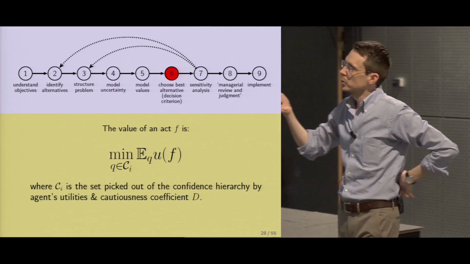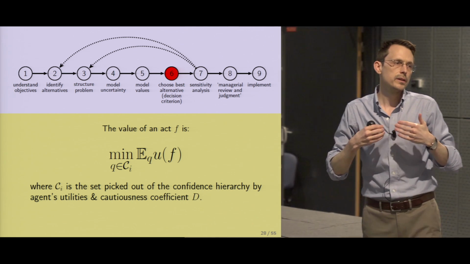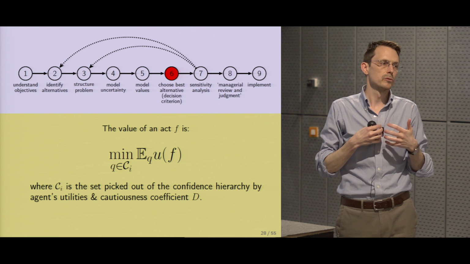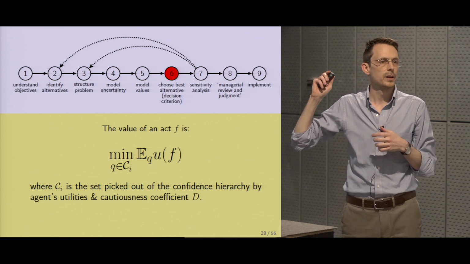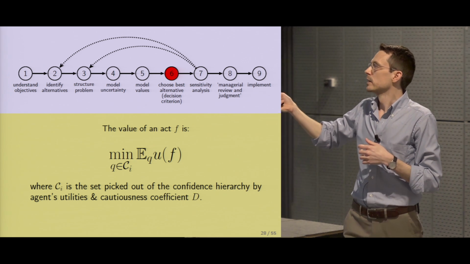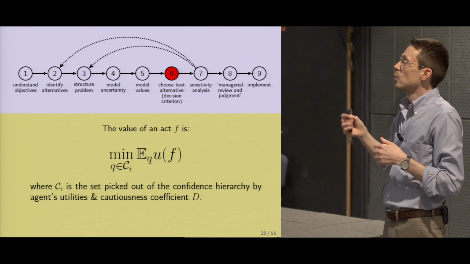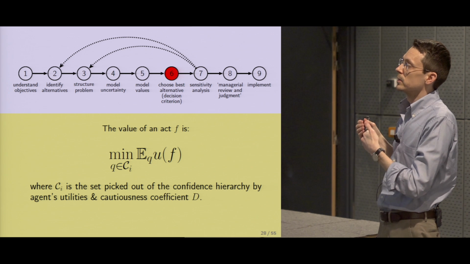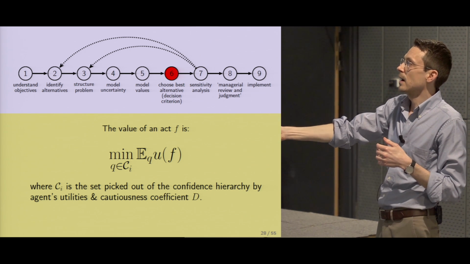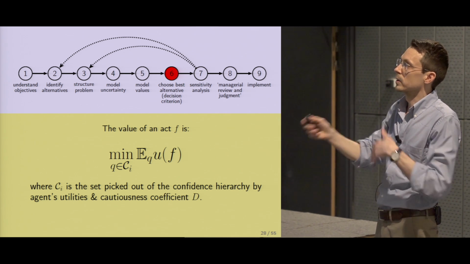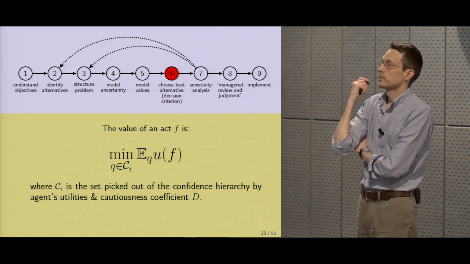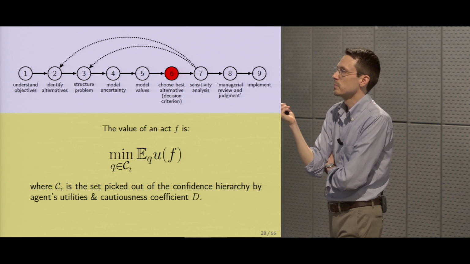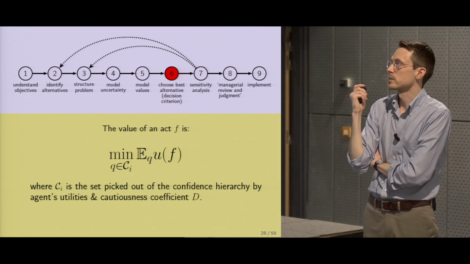Here, as Brian said, you could insert within this framework any imprecise probability decision rule you like, but just to keep things simple and comparable, I'm going to plug in max-min. So, in other words, the value of an act is the worst expected utility looking across the set CI. That's one of the rings, where that ring CI is picked out from the confidence hierarchy by the agent's utilities and cautiousness coefficient.